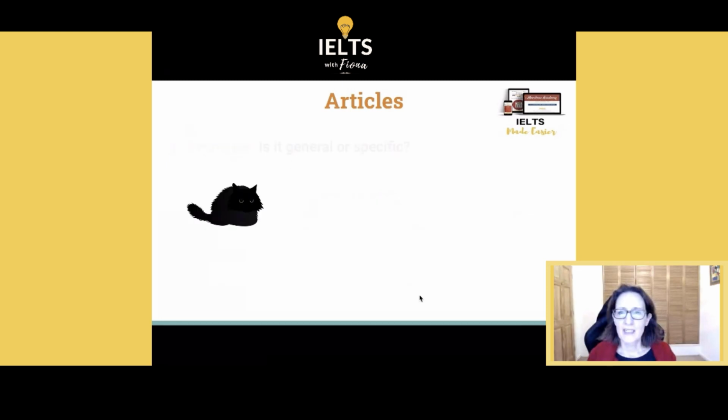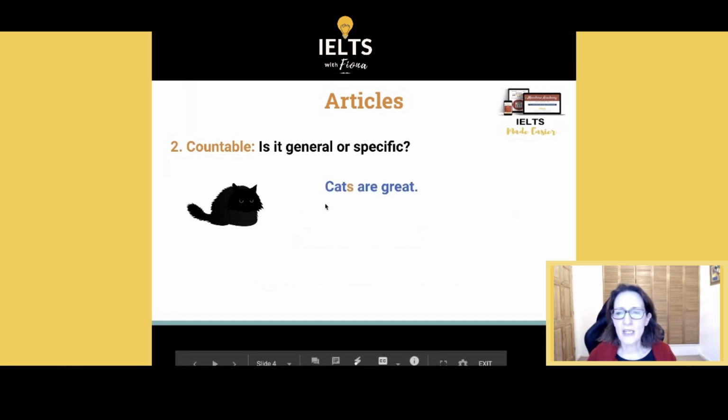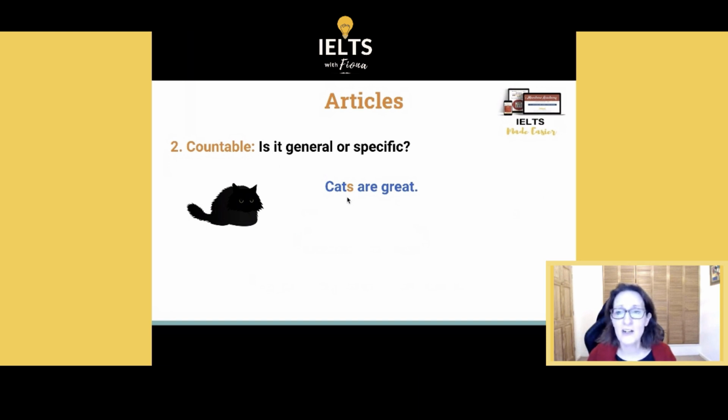I have many cats. Now the next decision is: is it general or is it specific? When I mean general, I'm thinking about cats in general. So I like cats, I hate cats, I love cats, cats are brilliant. Then no articles because they're general. But if you're talking about your cat again, and you want to make it specific to your cat, then we need the. So the difference between when you don't use a is basically how specific the noun is.